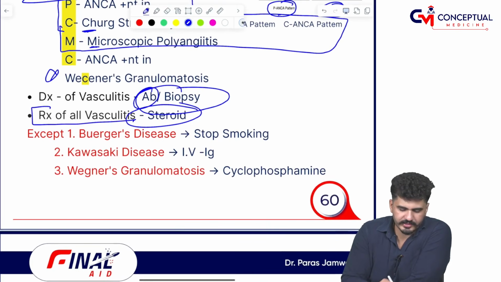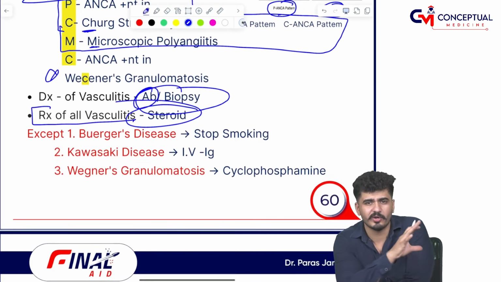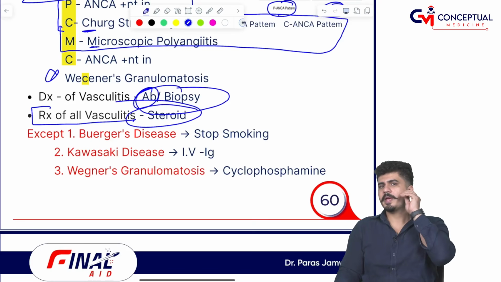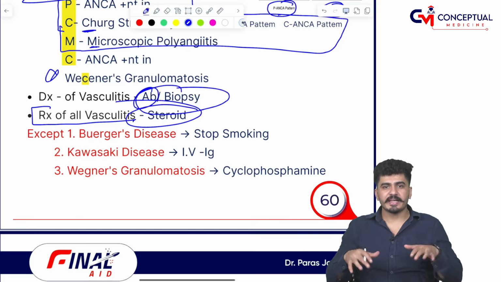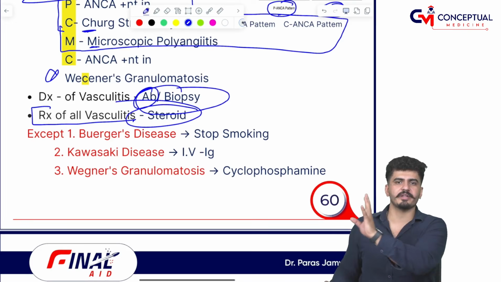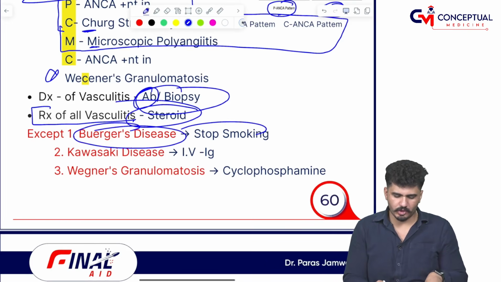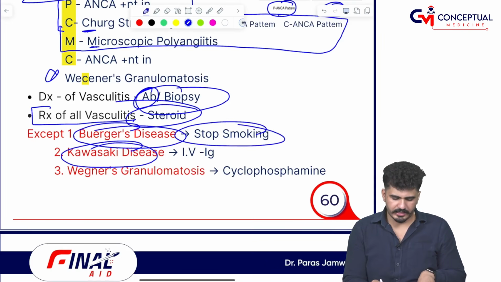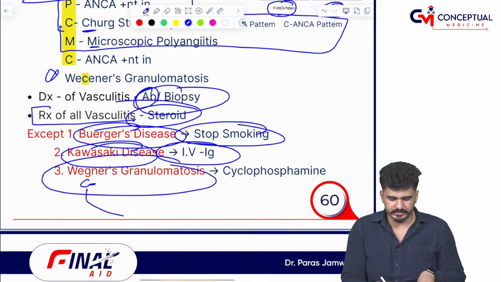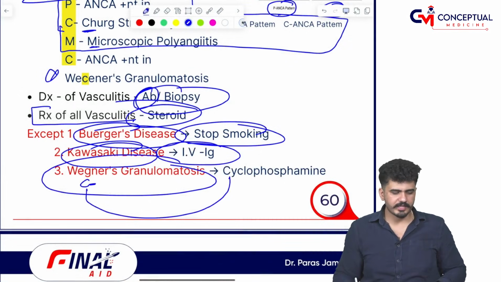Treatment of vasculitis is steroid. This is gross treatment and gross diagnosis for everything. But the question is exceptions. So 3 exceptions with the different treatment we are having. Burger's disease, stop smoking. Kawasaki, IVIG. Wegener's granulomatosis, Wegener's we have talked, C-ANCA, C for cyclophosphamide, C for cyclophosphamide.